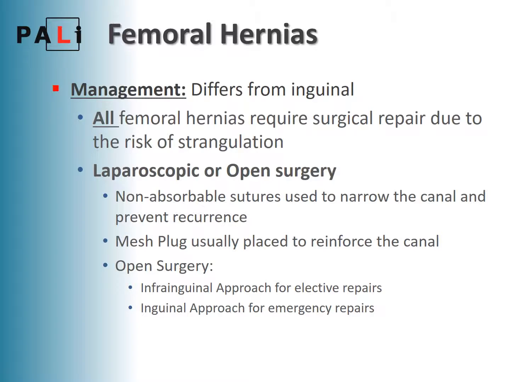Femoral hernias as a first-line treatment should have a surgical repair due to the high risk of strangulation. This can be done either laparoscopically or openly. Non-absorbable sutures are used to narrow the canal and prevent recurrence, and a mesh plug is usually placed to reinforce the canal. Open surgery has two main approaches: an infrainguinal approach, which is usually used for elective repairs, and an inguinal approach for emergency repairs.